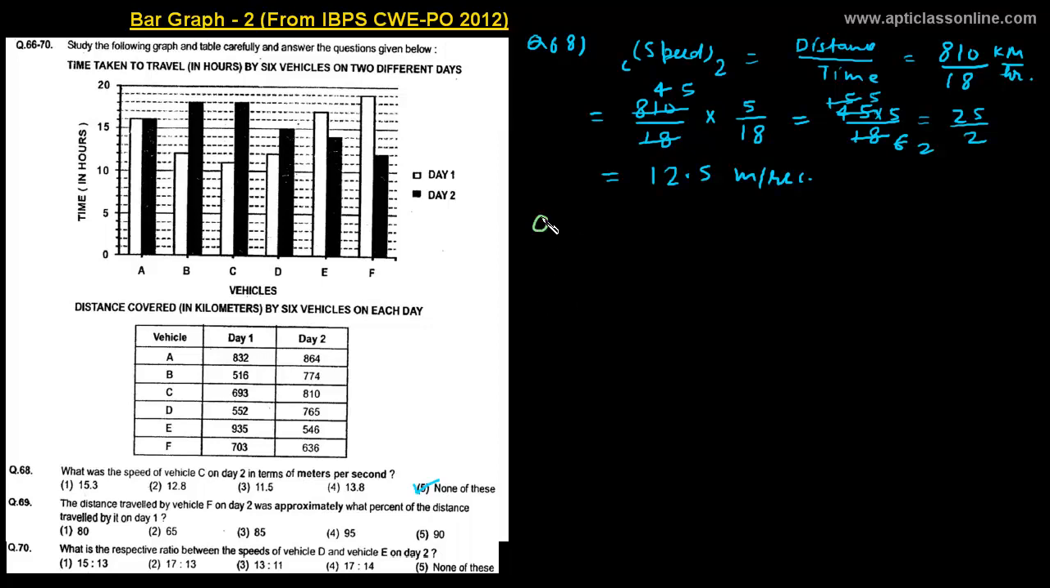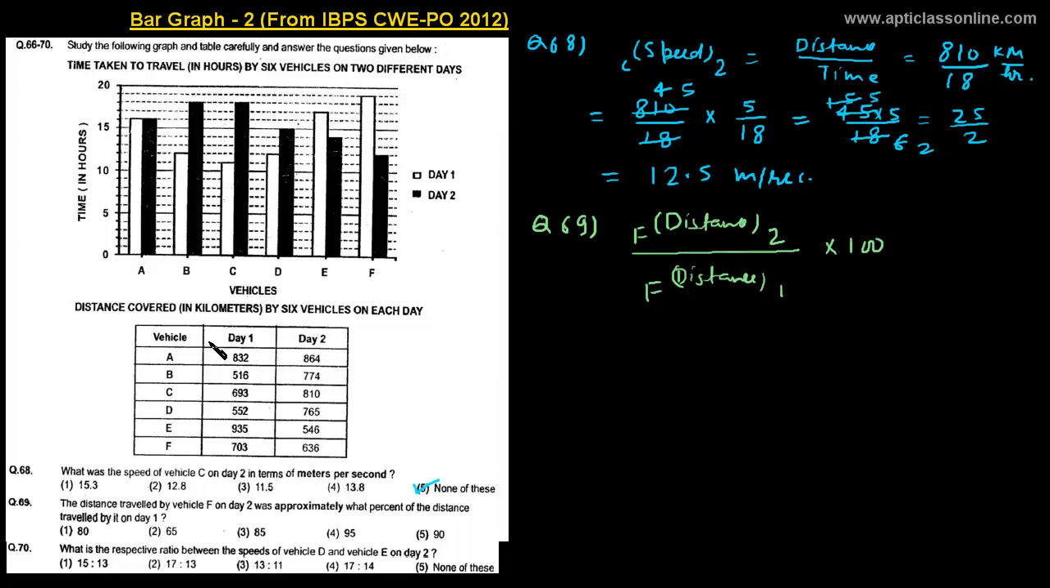The question number 69. The distance traveled by vehicle F on day 2 was approximately what percent of the distance traveled by it on day 1? Again, it's a very simple question. The distance traveled by vehicle F on day 2 is what percent of the distance traveled by the same vehicle F on day 1. So we have to multiply this by 100. This we have to find.